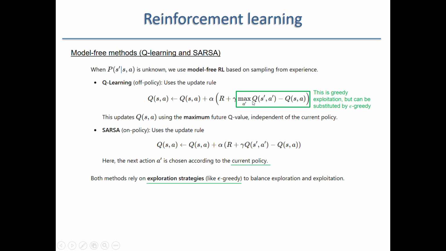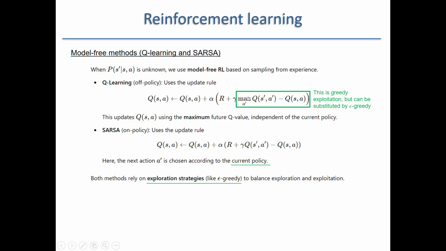But the problem is that you don't know what the best value will be. So this maximum here, normally you don't know. So you have this SARSA, and this SARSA takes a next step, S prime, and then updates Q(S,A) according to this.